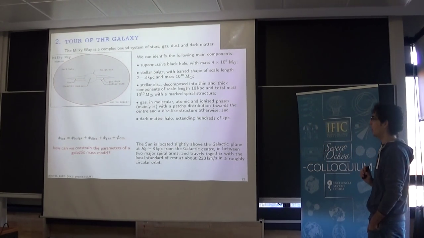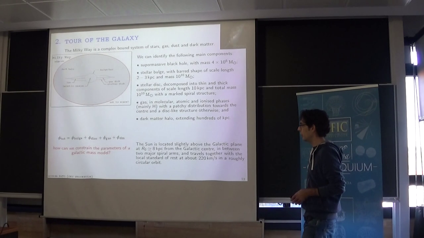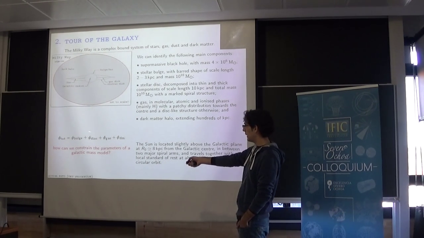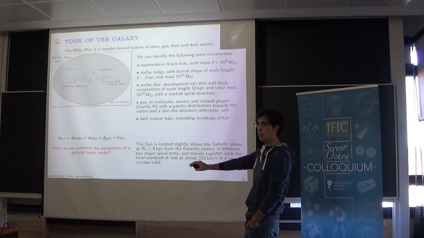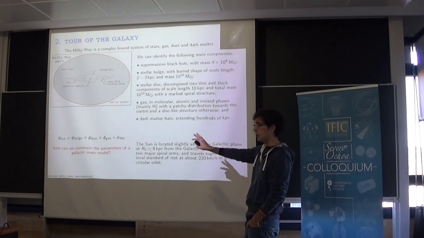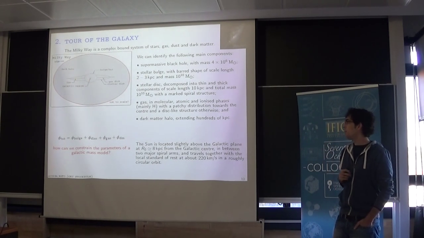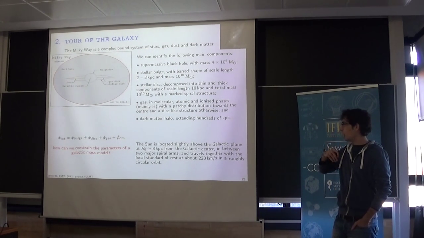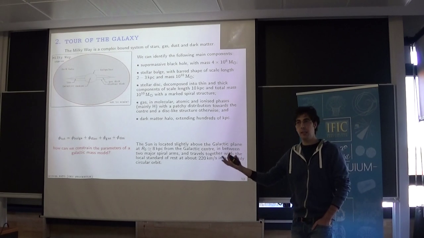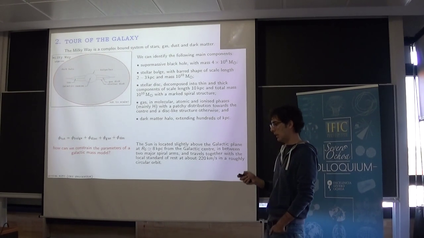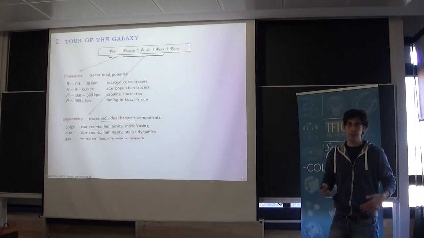Okay, so there you go. You have your galaxy with a total gravitational potential that has a contribution from what I'll call the baryons from here on, so normal matter, the bulge, the disk, and the gas, and the contribution from dark matter. And the question is, of course, how can we constrain the parameters of any given mass model of the galaxy. And the answer is, of course, with data.